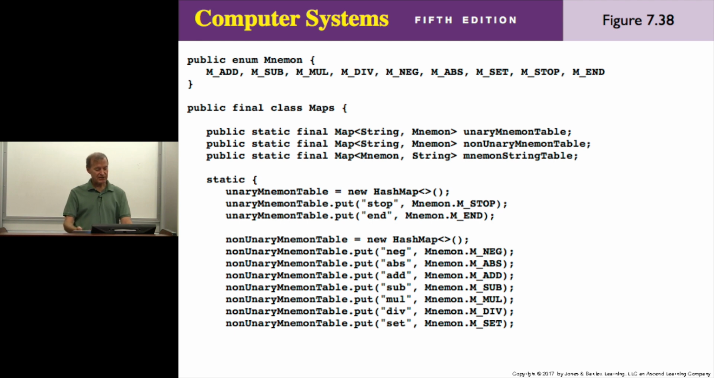And then similarly, the non-unary mnemonic table is for neg, abs, add, sub, mul, div, and set, because those have parentheses with arguments in them, all right? Whereas the unary ones don't have arguments, so that's just stop and end. Does everybody see? Yeah, question?